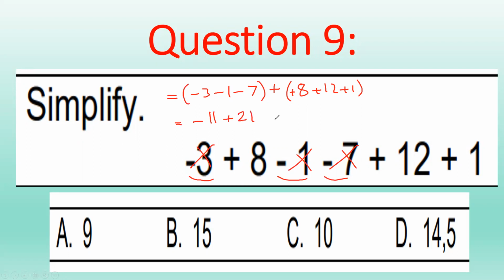Yes, 21. From now, what am I going to do? Just use the bigger number's sign, and subtract: 21 minus 11, and you get 10. Our answer is plus 10. I hope it is clear. First step, group them, then add the negatives together and the positives together. Then negative 11 and positive 21, you subtract and get your answer. Answer is C. All right, another question is coming now.